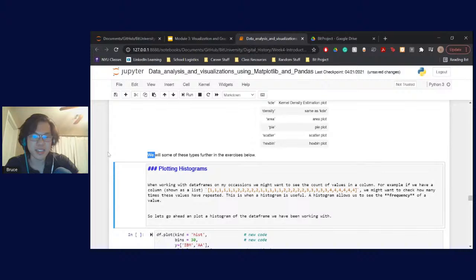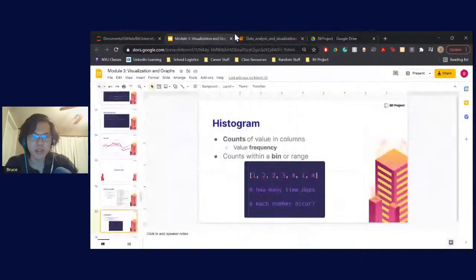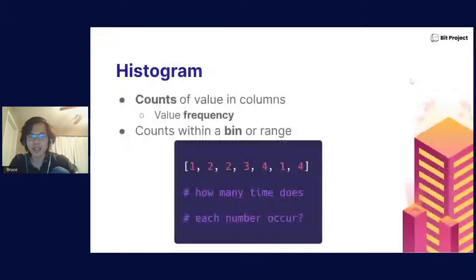So what the bin does then is that it will create compartments for the counts to happen. So let's say we have a bin that counts from 1 to 2, and we have a bin that counts from 3 to 4. So every time we have either 1 or 2, the frequency for the first bin will tick up. So the bin for 1, 2 will tick up.